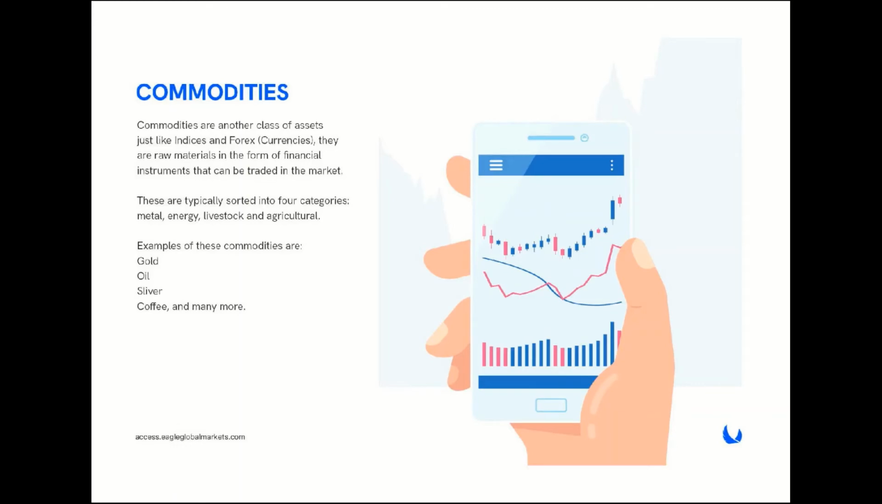Commodities are another class of assets, just like indices and forex, which are currencies. They are raw materials in the form of financial instruments that can be traded in the market. These are typically stored into four categories. Examples of these commodities: gold, oil, silver, coffee, and many more. These are examples of what commodities are.